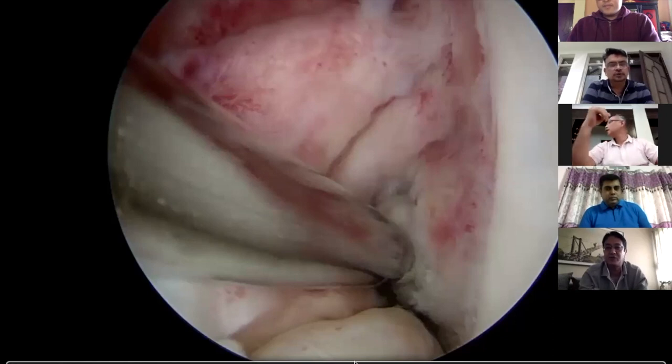We are doing all this to basically bring about stability in the knee. So even if the remnant has gone and attached to the PCL, you can preserve the remnant and do an ACL reconstruction. Absolutely.